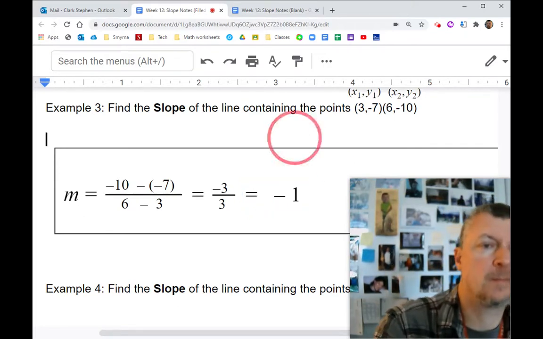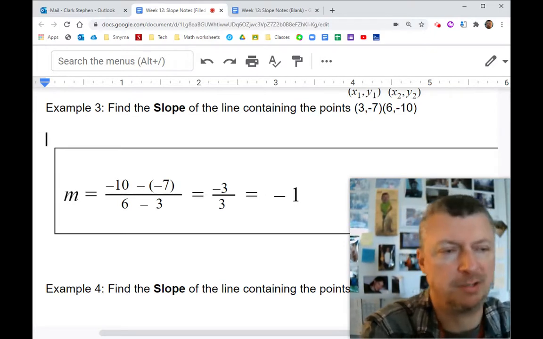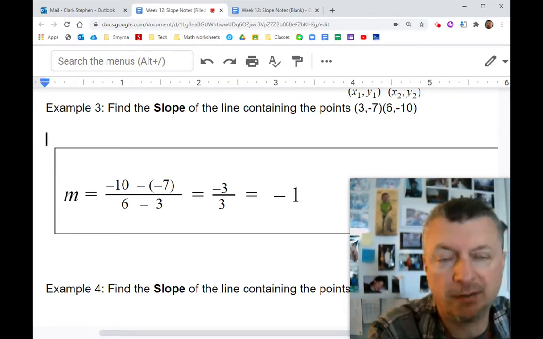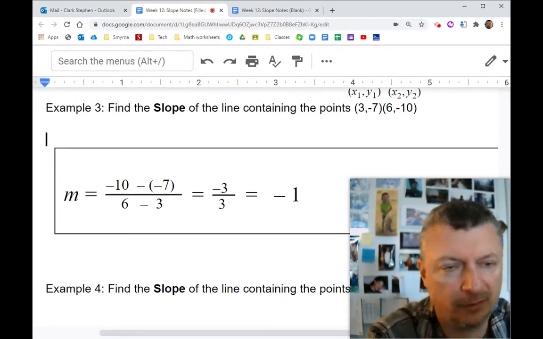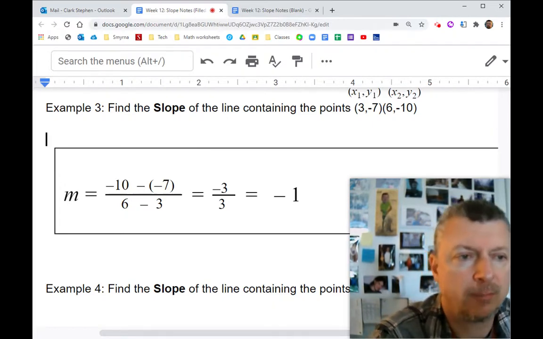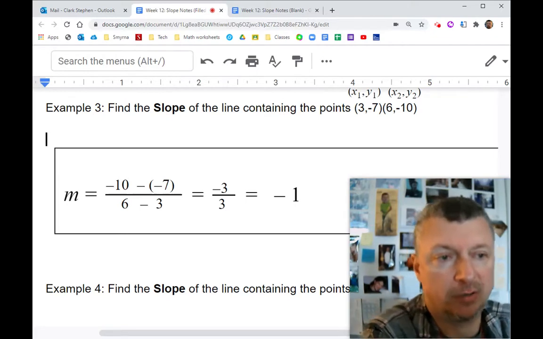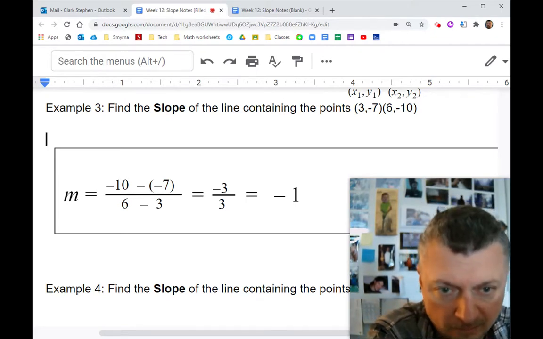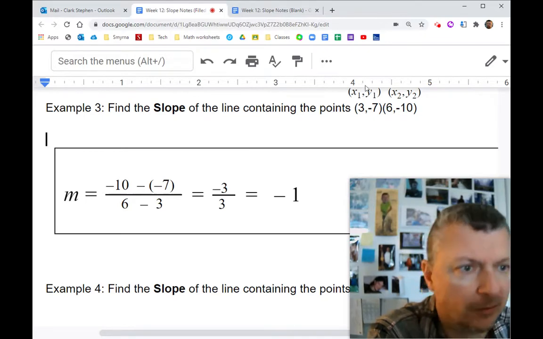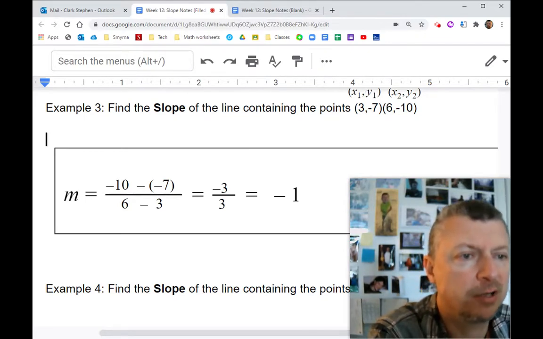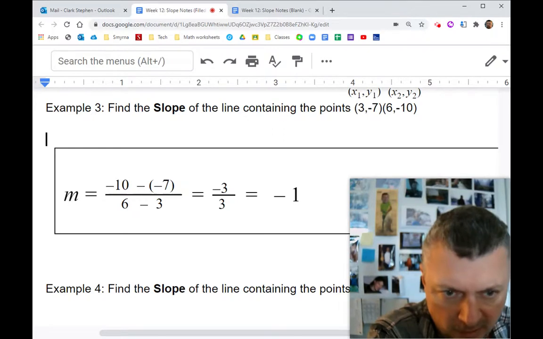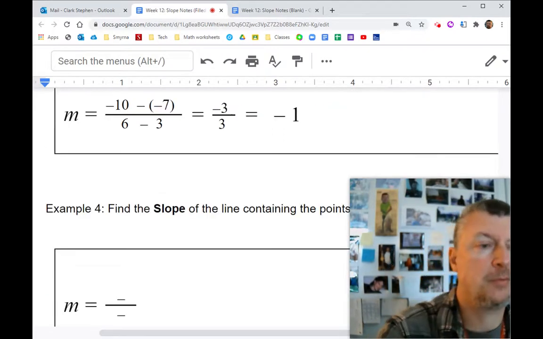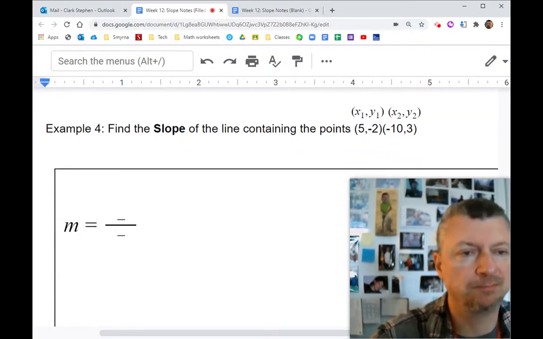There we go. And I'm not going to do graphs for these because I showed you before. You don't have to do graphs when we do the homework and stuff. It's kind of hard to do on the computer anyway. Let me just check to make sure I did this right. y2 minus y1, negative 10 minus negative 7, that would have been negative 3, correct? x2 minus x1, 6 minus 3. Okay, there we go. All right, let's do the last one.